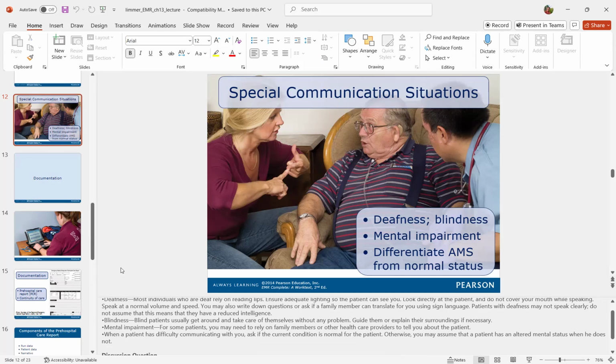Mental impairment. For some patients, we may need to rely on family members or other healthcare providers to tell us about the patient. So ask family members or bystanders or caregivers. When the patient has difficulty communicating with us, ask if that's their current condition. Again, is that normal for the patient? Otherwise, we can assume that that patient has an altered mental status when it's not their normal. Something new is happening now.